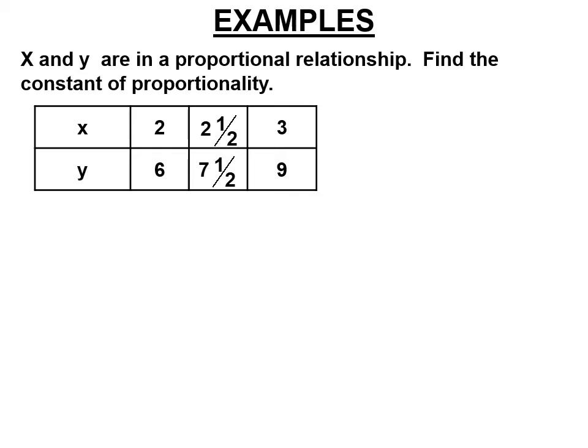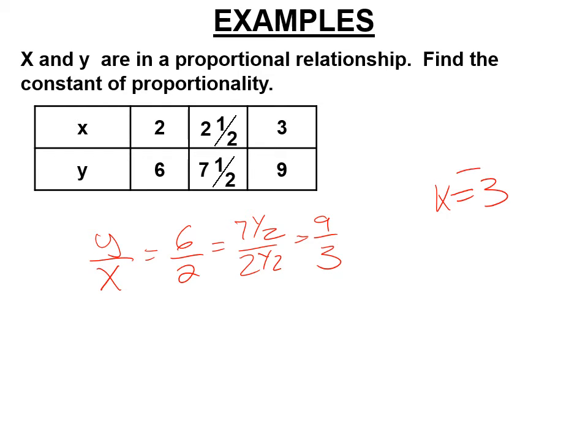X and Y are in a proportional relationship. Find the constant of proportionality. Now remember, you always do Y over X. So it's 6 over 2, right? And you always flip those tables over, both. So 6 over 2 should be equal to 7.5 over 2.5 equals 9 over 3. Well, 6 over 2 clearly equals 3. 9 over 3 clearly equals 3. So we're basically seeing if k equals 3 here.